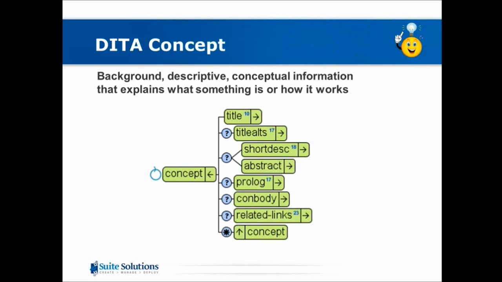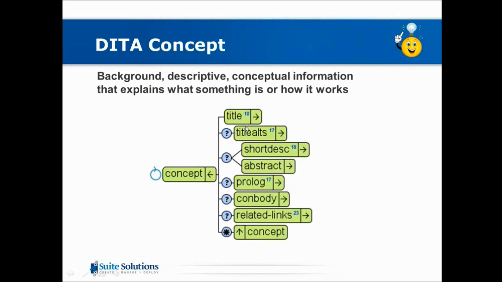A concept is very similar to a base topic. As you see, it's a concept. And instead of the main element being called topic, it's called concept. It has a title, a short description. It could have an abstract. It could have a prologue. Instead of a body, the tag is called a conbody. And then you can have related links.